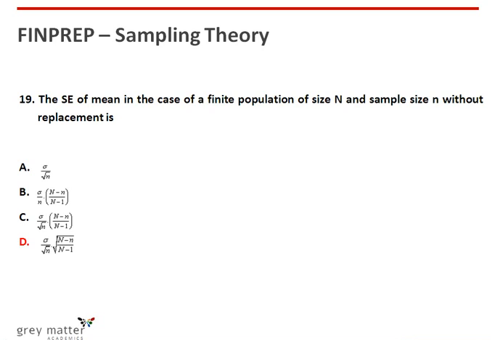So going to our PowerPoint presentation, it is the D option, which says sigma by root n into the square root of capital N minus small n by capital N minus 1.